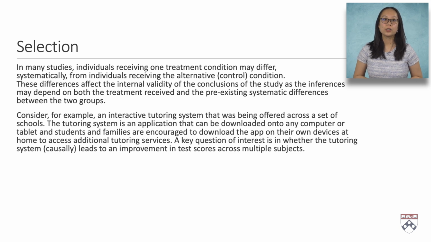So for example, let's go back to the case when we are trying to assess the impacts of an interactive tutoring system that is being offered across a set of schools. The tutoring system is an application that can be downloaded onto any computer or tablet. And students and families are encouraged to download the app on their own devices at home to access the additional tutoring services. A key question of interest is whether the tutoring system causally leads to an improvement in test scores among multiple subjects.